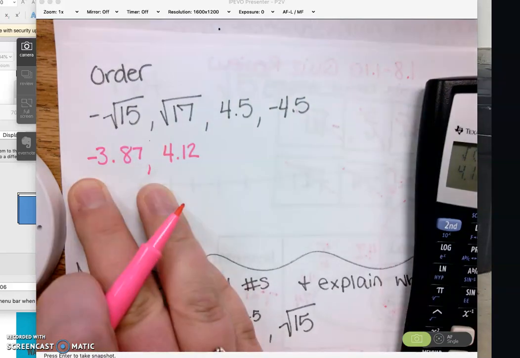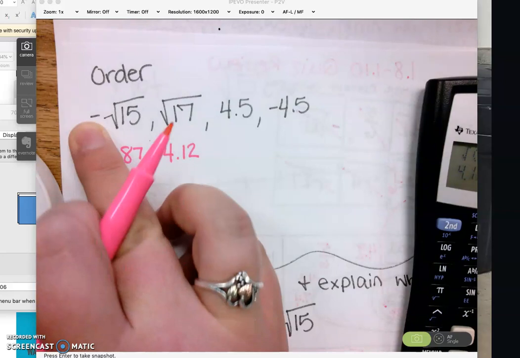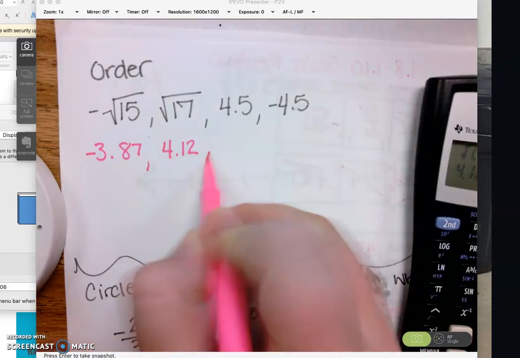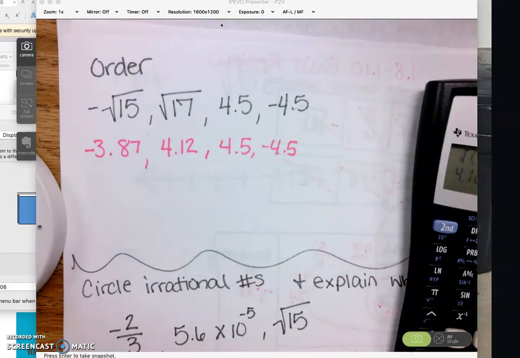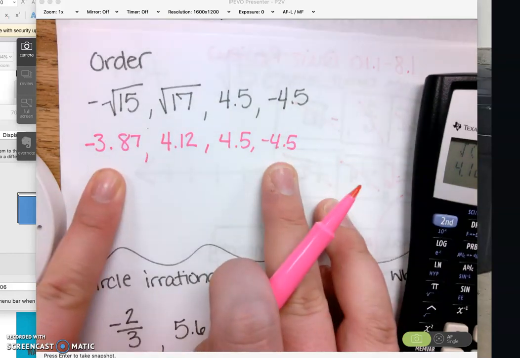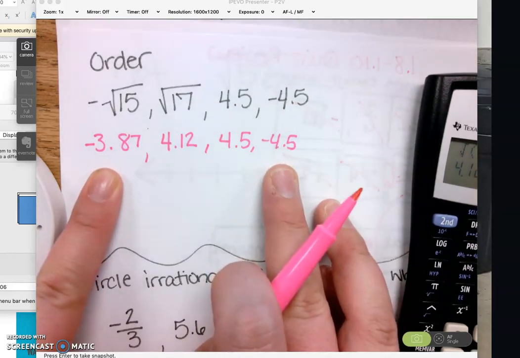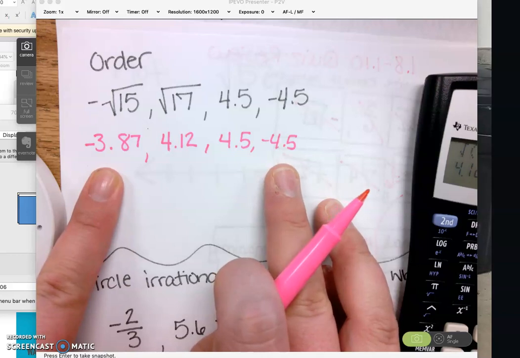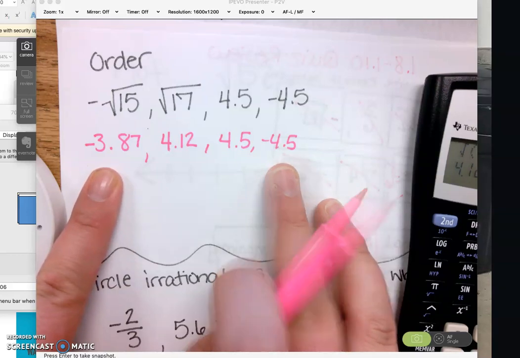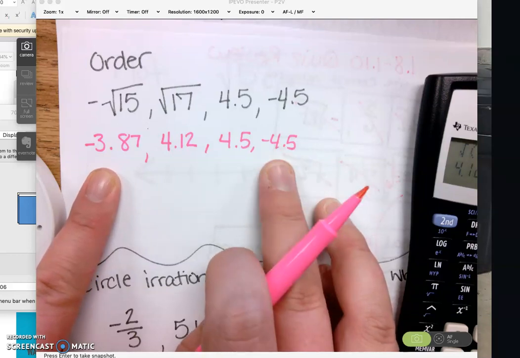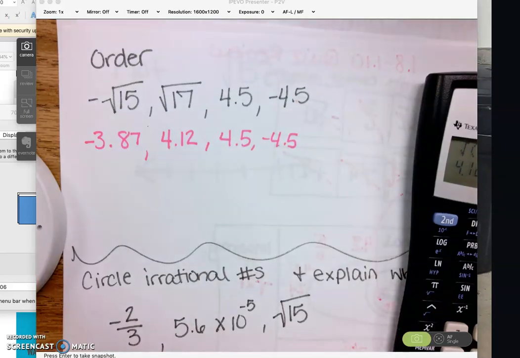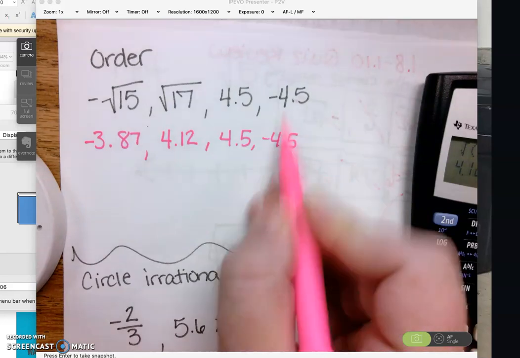Why does this one have a negative? Because up here is negative. Okay, and then these two are already in decimal form. And now I want to go from least to greatest. So I have two negative numbers. Which one is smaller? Negative 4.5 is smaller. So when they're both negative, the smaller number is the one that looks bigger, right? So this is going to go first.